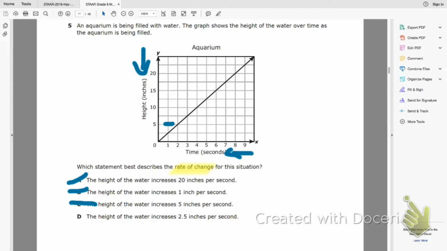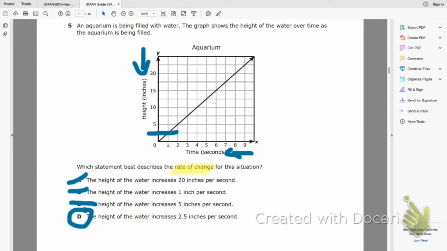Alright, next one. It says the height of the water increases 2.5 inches per second. Okay, so 2.5 inches. It's going to be right in between that 5 and 0, 2.5, so it's right there. And yes, that is true. It is increasing by 2.5 inches per second.